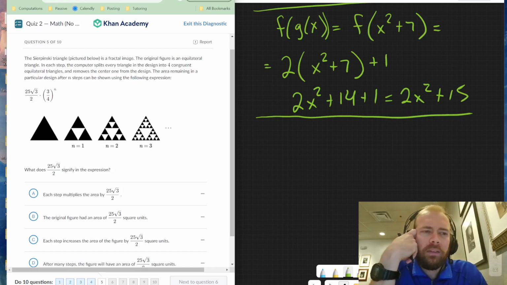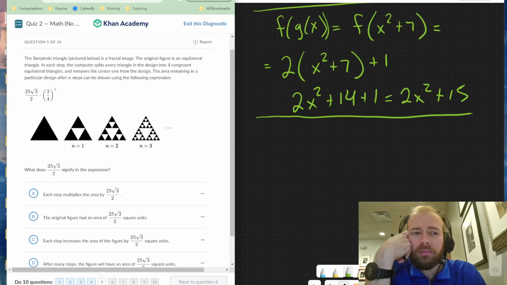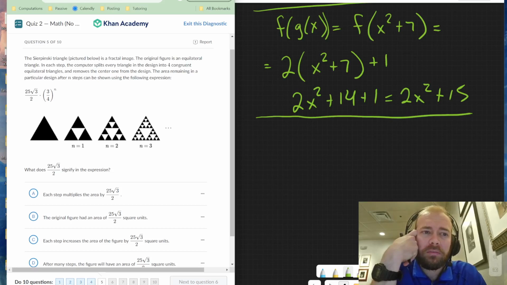So anything to the 0 power is 1, and then it would just be 25 root 3 over 2. So the area of the first triangle, not the n equals 1 but the n equals 0 first triangle, would be 25 root 3 over 2.